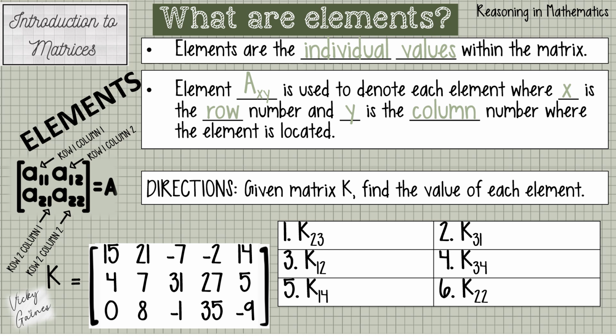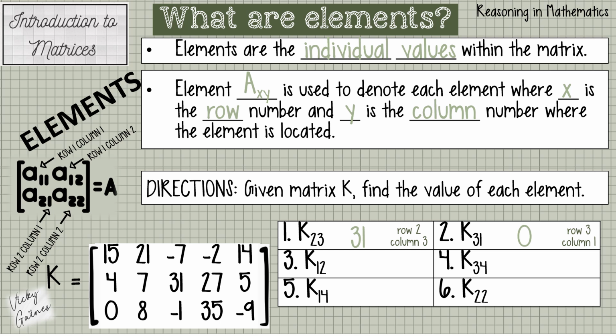Directions for an example here. Given matrix K down there to the left, find the value of each element. So we're looking for K sub 2,3. That is row 2, column 3. That's going to give us 31. Number 2, K sub 3,1. That is row 3, column 1, and that's 0.